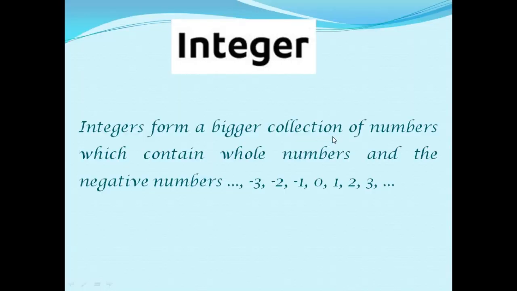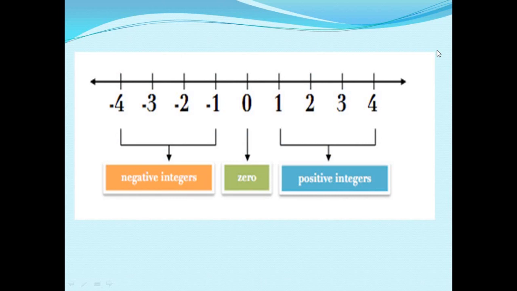Let's come to integers. The set of all positive and negative numbers together with 0 is called integers. Here comes the representation of integers on a number line.